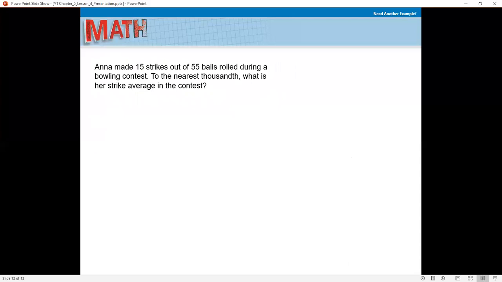Anna made 15 strikes out of 55 balls rolled during a bowling contest. To the nearest thousandth, what is her strike average in the contest? Go ahead and use a calculator for this one also. 15 over 55. You could simplify before you do your division. Show all your work in your notebook. Pause while you're working. Press play when you're ready to go on.